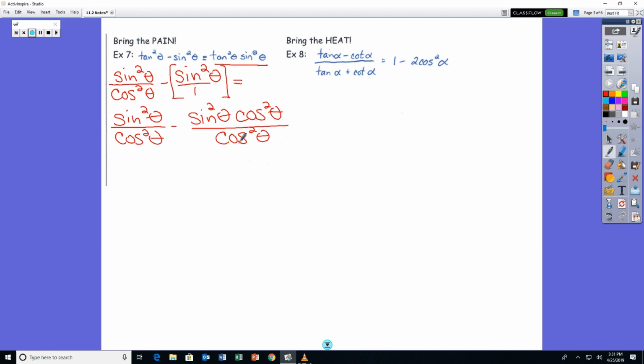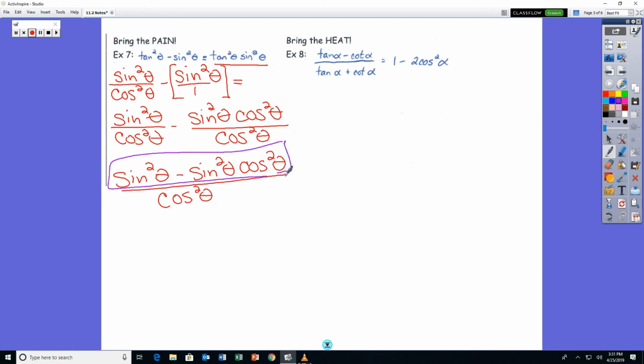With our denominators now being the same, we can combine this fraction into one. Sine squared of theta minus sine squared theta cosine squared theta all over cosine squared of theta. Combined our fractions. Now we're actually going to factor just the numerator because both terms have a sine squared in them. So when I factor the numerator, you get sine squared theta times 1 minus cosine squared theta all over cosine squared of theta.